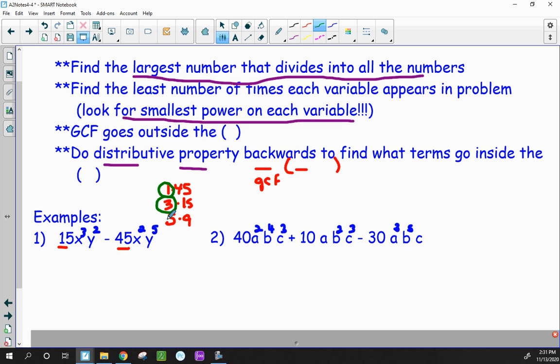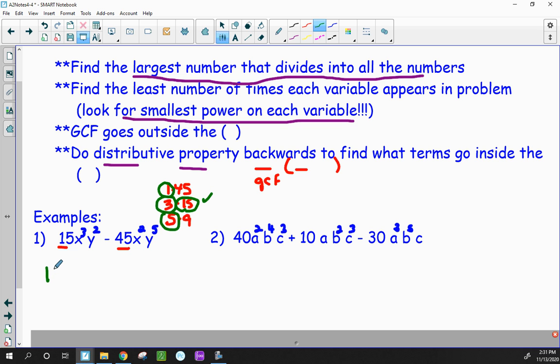5 will also go into 15. 9 will not. 15 will divide into itself. And 45 will not divide into 15. Obviously, it's too big. So you have 1, 2, 3, 4, 5, 6 factors of 45 right now, 4 of which will divide into 15. And the largest number that divides into 45 and 15 at the same time would be 15.